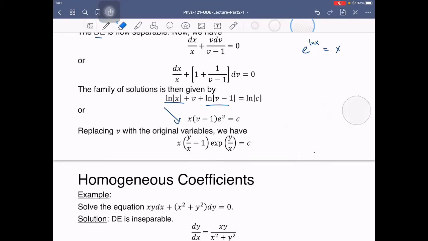So, now, since itong nakuha natin solution, okay, ito, depends on x and v. But since gusto natin x and y, no, pwede natin palitan. So, since we have y is equal to vx, pwede natin ibalik yung substitution na yan. So, itong b dito can be replaced by y over x. Okay? So, now we have x times quantity y over x minus 1 times e raised to y over x.